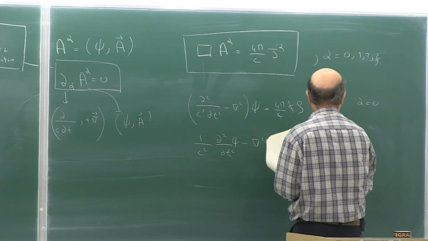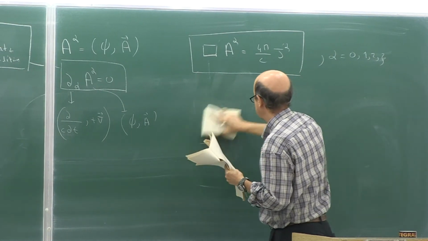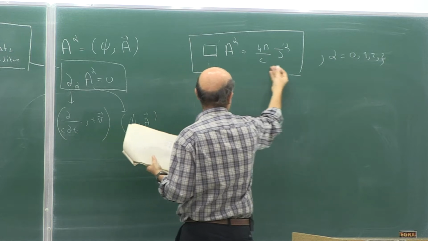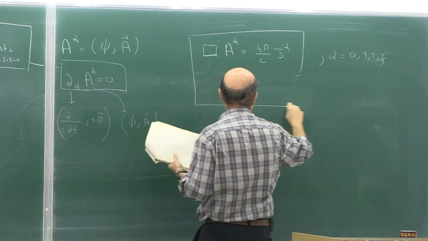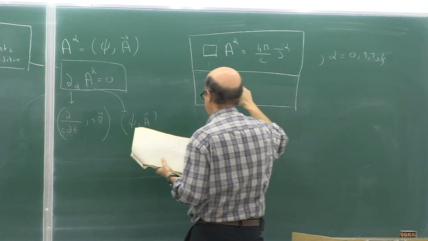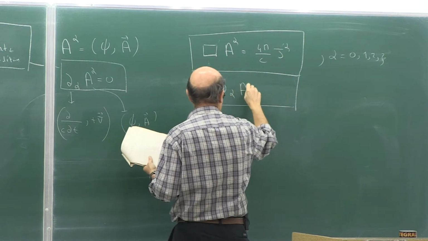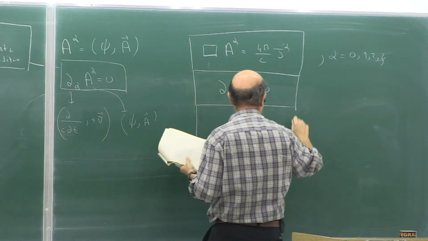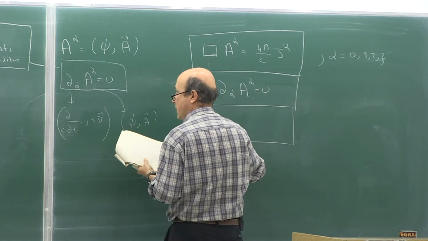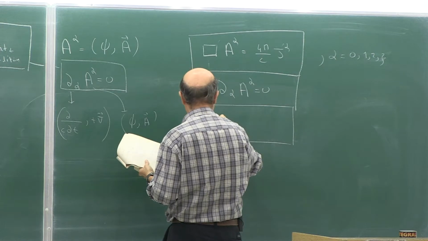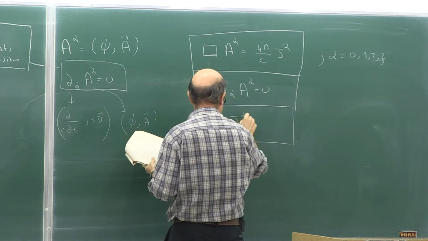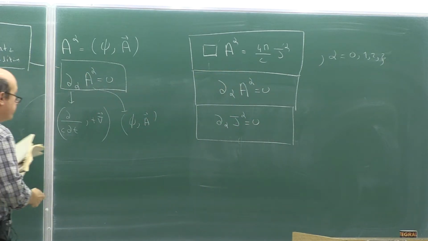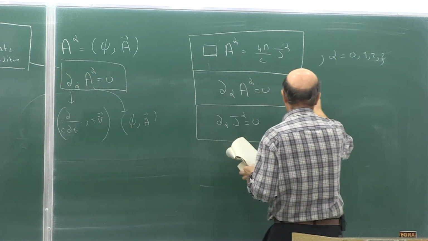So let me collect these things here, and let us continue to work. So we have what? We have here another equation, that is the Lorentz condition, and another one is the charge density continuity equation. So that is del alpha j alpha equal to 0. So this is again the Lorentz condition.